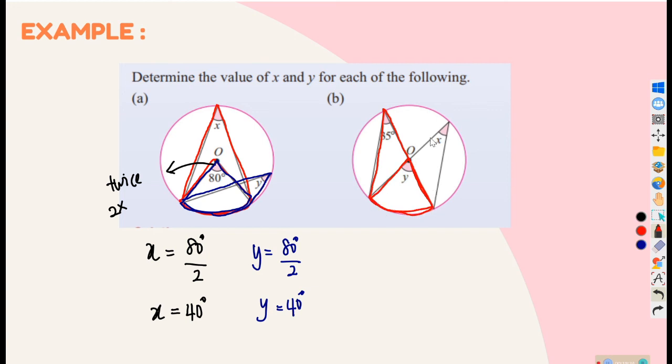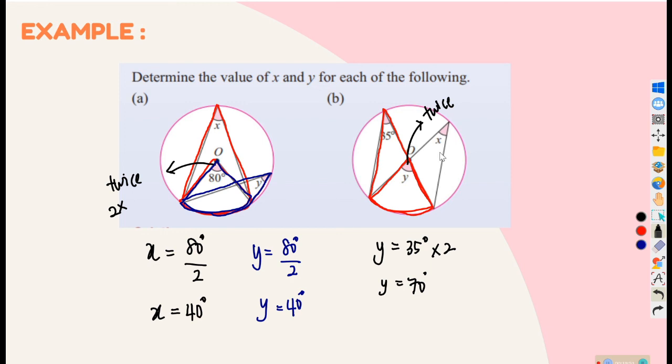So which means that this one is twice. Remember this one is twice. So y is equal to 35 degree times 2. So you get here 70. Okay, so how to get x here?